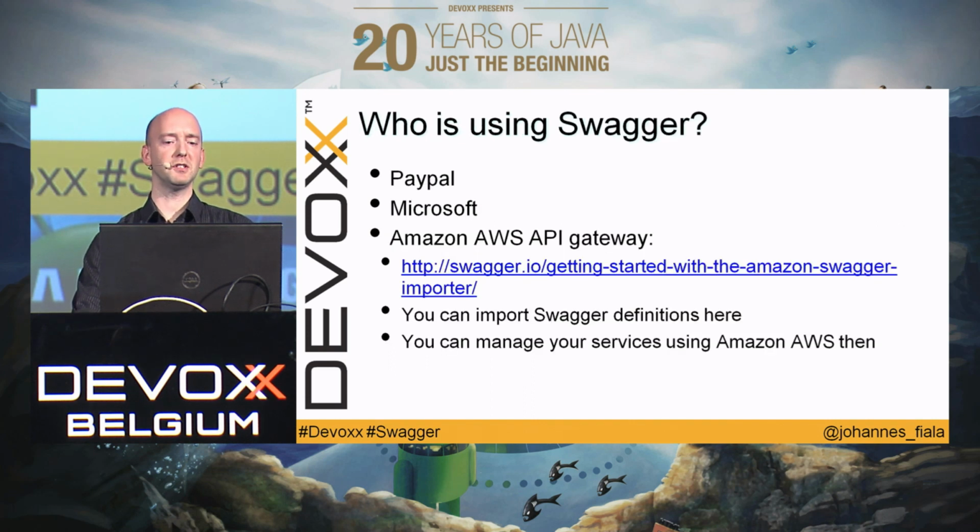So who is using Swagger right now? PayPal has picked it up, Microsoft, and Amazon is offering an API gateway for the Amazon Web Services. You can import the Swagger definitions there and manage them using the Amazon Web Services. So Amazon also has picked it up, that's great.